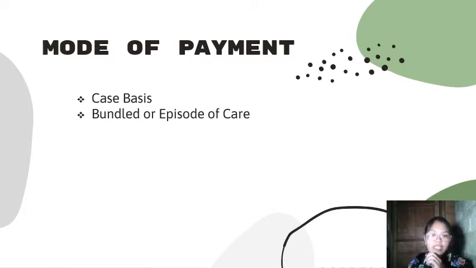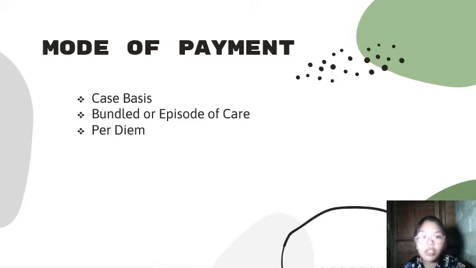Next is bundled or episode of care. A provider is paid a set amount for services required by a patient over the course of a care episode, such as the time a stroke patient is admitted to the hospital and 30 days after discharge. Multiple care sites such as post-acute care centers are frequently included in such arrangements, with which the hospital must have contractual agreements.